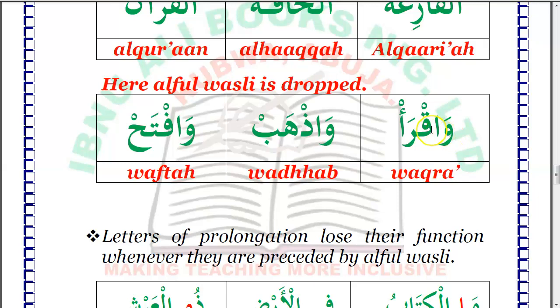So we now read as wakra. We connect waw with kafun sukun. Wakra. Here as wadhhab. So the alif has become passive, no longer effective. Here as waftah. So the alif has become passive. Why is this so? Because it is found in the middle of a sentence or a phrase. That is why it is omitted. It can only be active when it is found at the beginning of a word, as we said earlier.